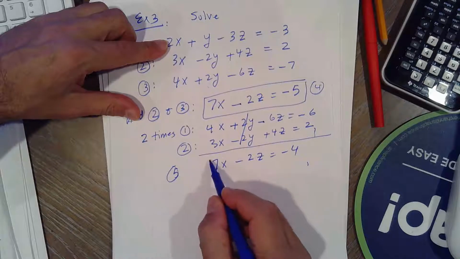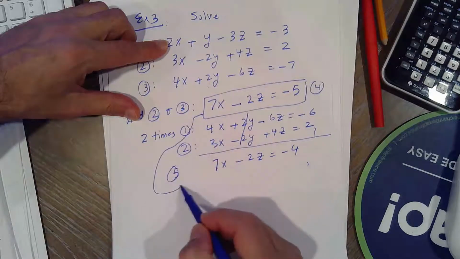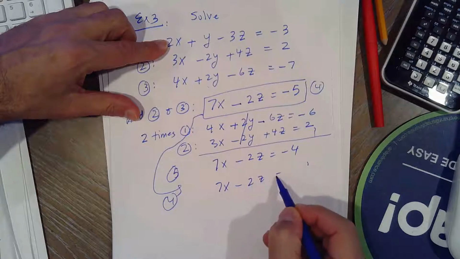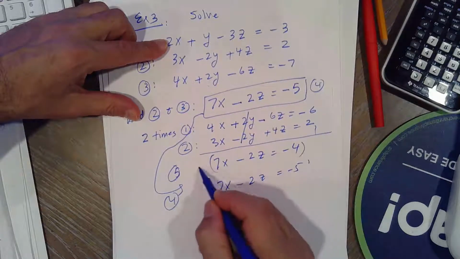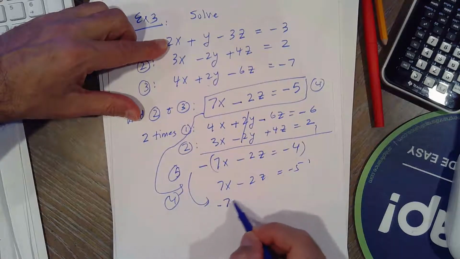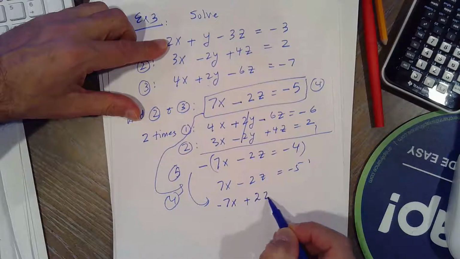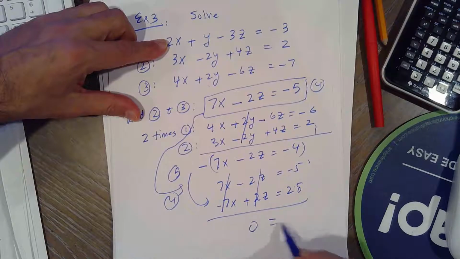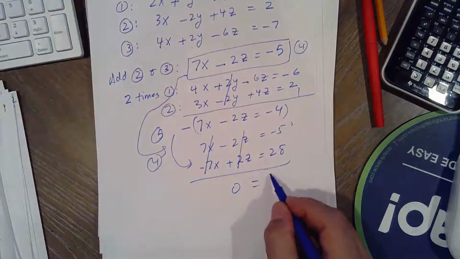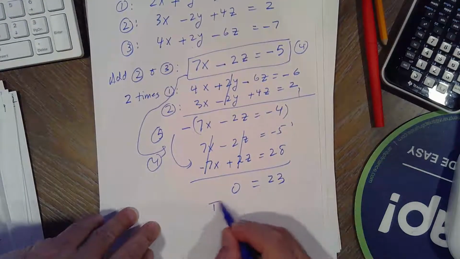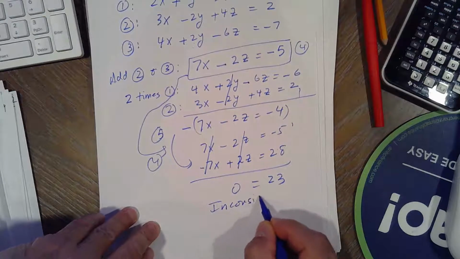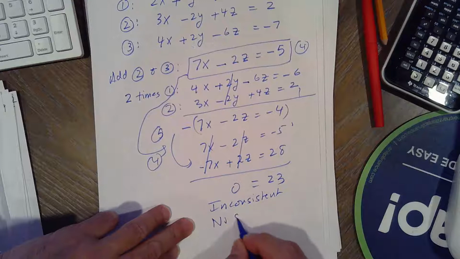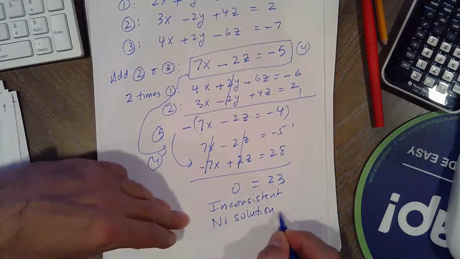I'm going to bring equation 4 down here: 7x minus 2z is negative 5. If we times this by negative 1 and add, we get 0 equals 23. So this is inconsistent, meaning the three planes have nothing in common, no solution.